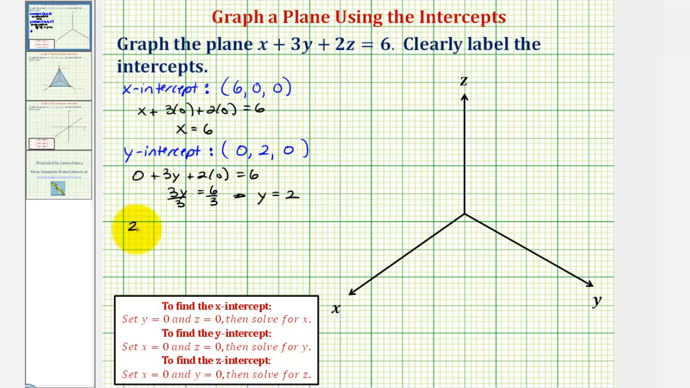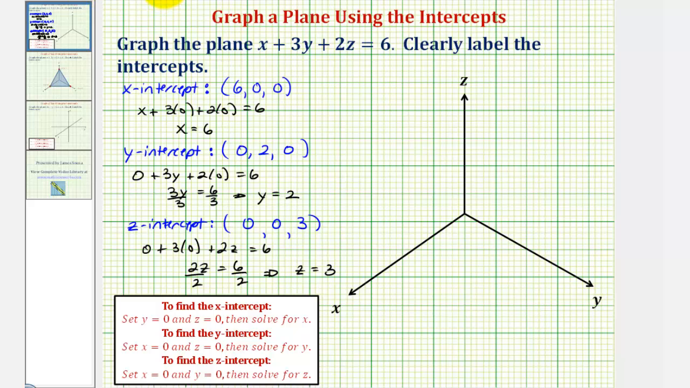And now to find the z-intercept, we will set x and y equal to 0 and solve for z. So if both x and y are 0, we would have 0 plus 3 times 0 plus 2z equals 6. Simplifying, we have 2z equals 6. Dividing both sides by 2, we have z equals 3. Which means the z-intercept is the point (0, 0, 3). And now we'll plot these 3 points and sketch our plane.